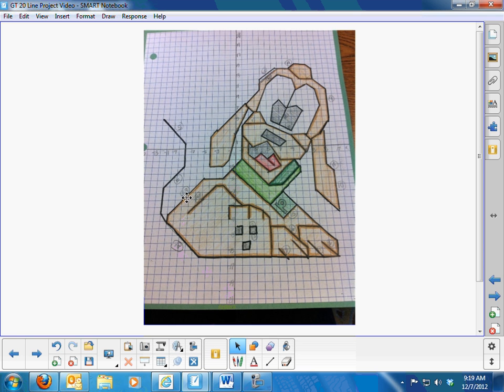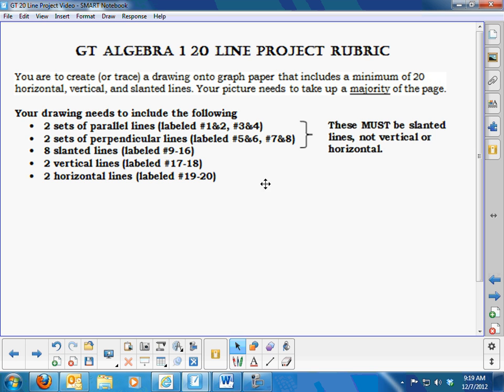Their 20 lines that they used are clearly labeled. They circled the number that it is. So when I'm grading number 10, I know that I need to look right here at this line number 10. And they need to be based on the numbering system that I told you right here. Make sure you follow that system.